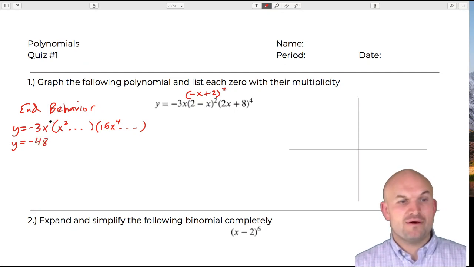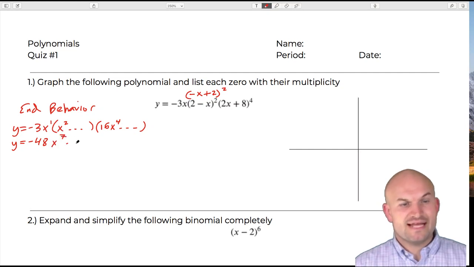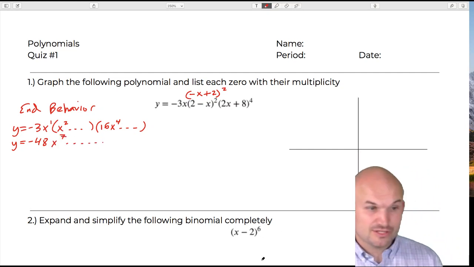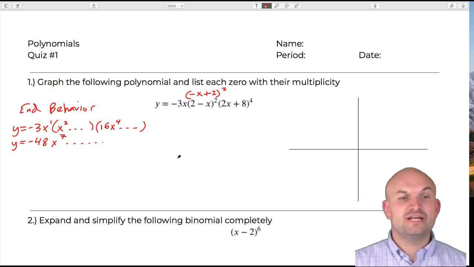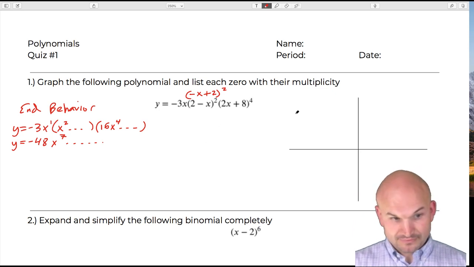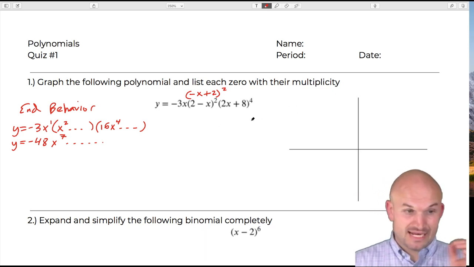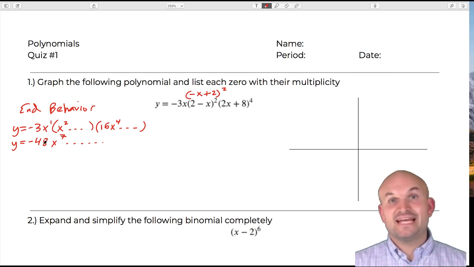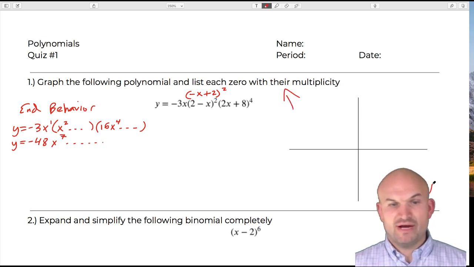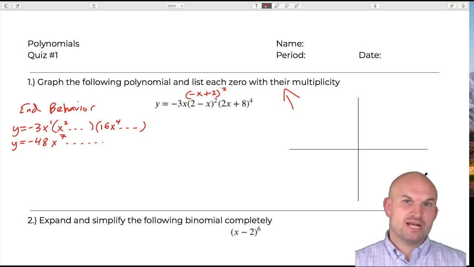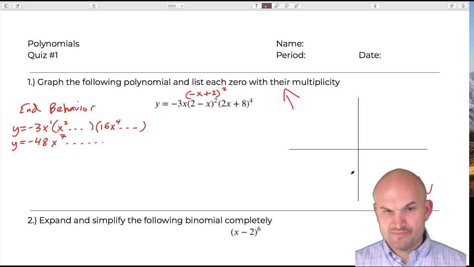And if you add the powers here, that'd be x to the 7th. Now, I don't know what the rest of the polynomial is, but I don't need to. From this information I can determine that the end behavior, based on it having an odd degree and a negative leading coefficient, is going to rise to the left and fall to the right. So just based on that information, I understand what the end behavior is going to be.